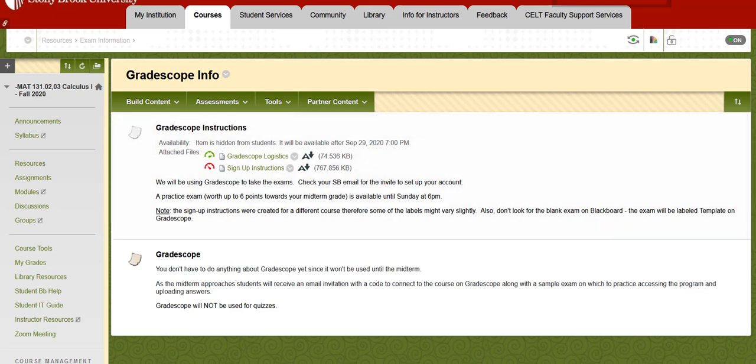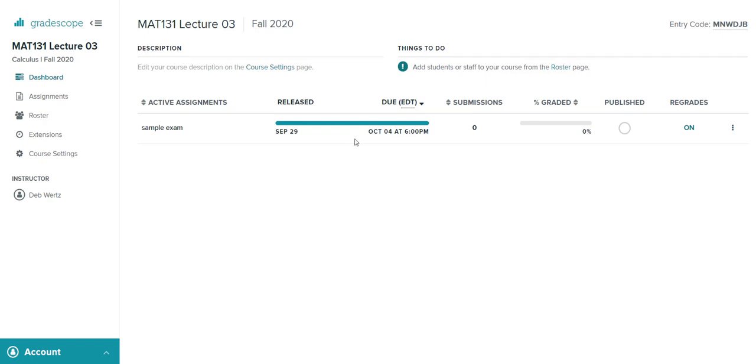on Sunday night. And let me just go over to here just so you can get a visual once you're logged into Gradescope. And again, you're going to be looking for that invite into Gradescope on Tuesday on your Stony Brook email account. And once you're in, you'll see the sample exam. Then you'll follow the instructions that are posted on Blackboard. And this is worth up to 6 points on your midterm grade.